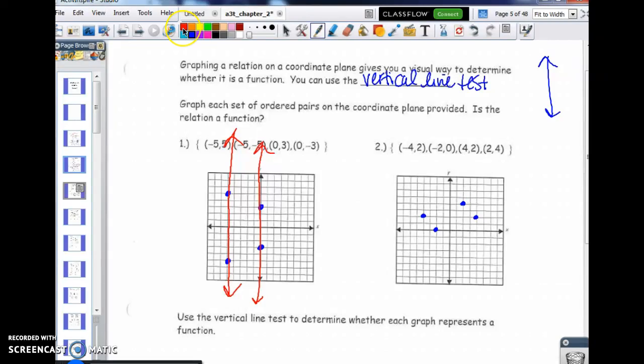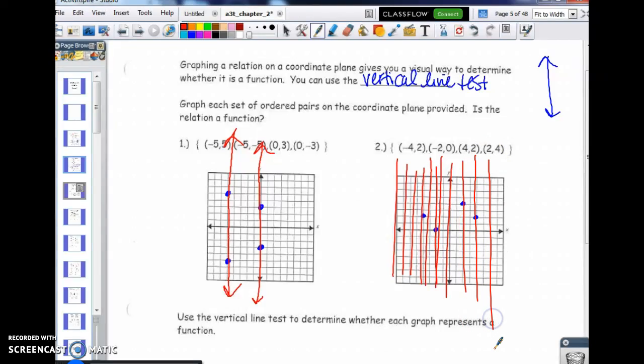If I were to draw some vertical lines here, I could draw them anywhere on here. Anytime I draw a vertical line, it's only hitting the graph once. It hits it once, or doesn't hit it at all. If it hits it more than once, not a function. So if we want to formally write this, the first ended up being not a function, and we found out this one was a function.